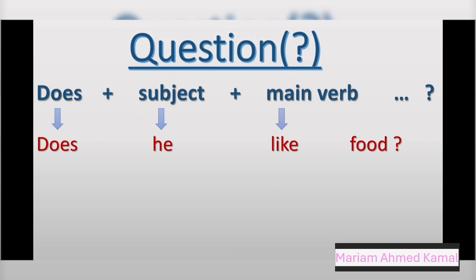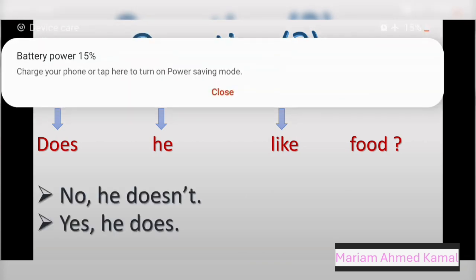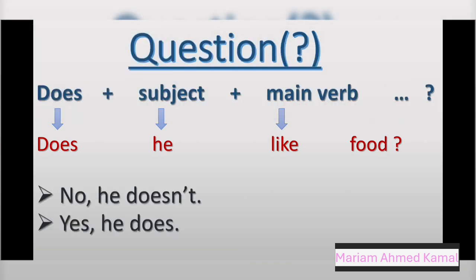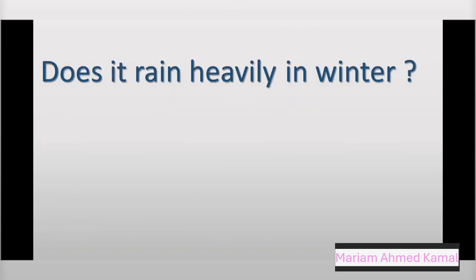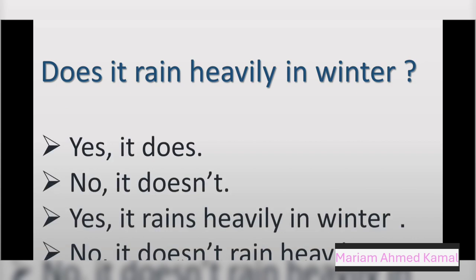Okay, this is a yes no question. No, he doesn't. Yes, he does. Okay, so if you want to answer shortly, no, he doesn't. Yes, he does. If you want to give a full answer, so yes, he likes food, okay, or no, he doesn't like food, and so on. Does it rain heavily in winter? Yes, it does, or no, it doesn't. So this is the short form.